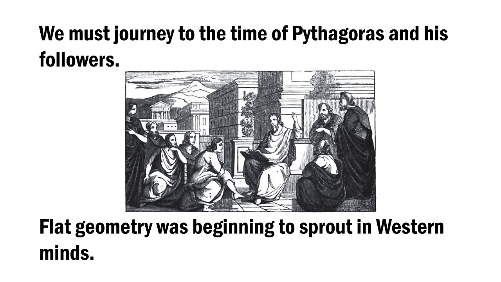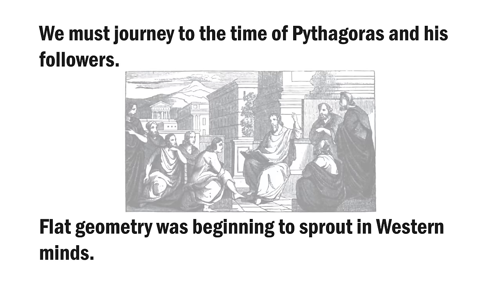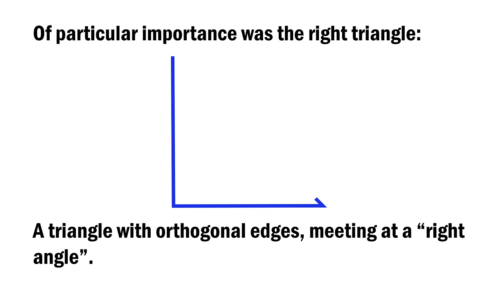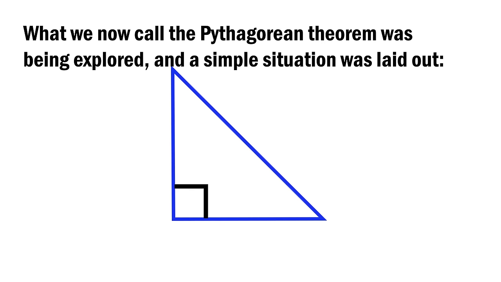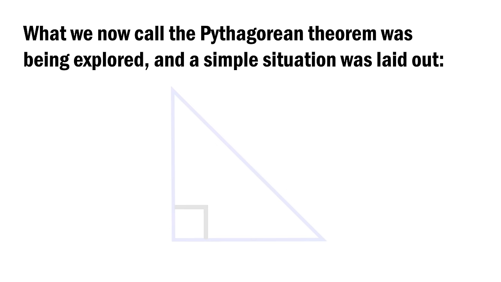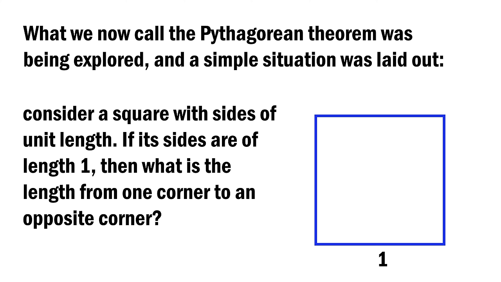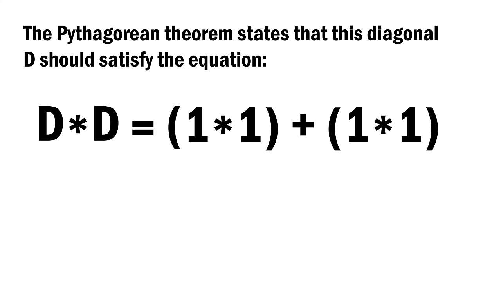Flat geometry was beginning to sprout in Western minds. And of particular importance was the right triangle, a triangle with orthogonal edges meeting at a right angle. What we now call the Pythagorean theorem was being explored, and a simple situation was laid out. Consider a square with sides of unit length. If its sides are of length 1, then what is the length from one corner to an opposite corner? The Pythagorean theorem states that this diagonal D should satisfy the equation D times D equals 1 times 1 plus 1 times 1.